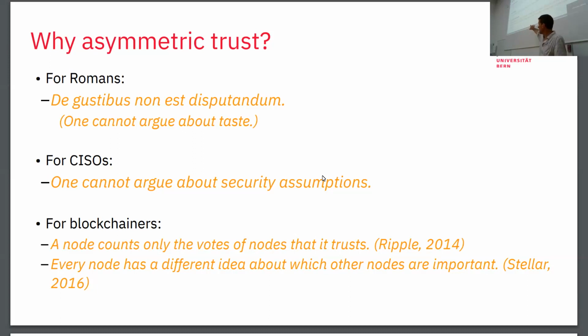And concretely speaking, in the blockchain world, Ripple declared early on that the node counts only the votes of those nodes that it trusts. It's a voting-based protocol. And in Stellar, it's sort of the same. Every node has a different idea about which nodes are important in the network, right?